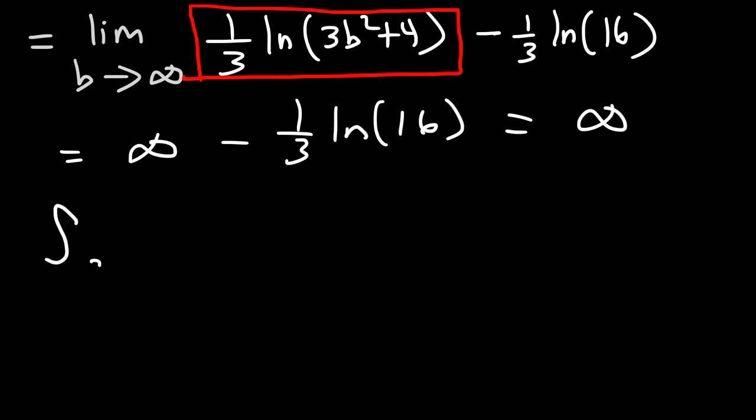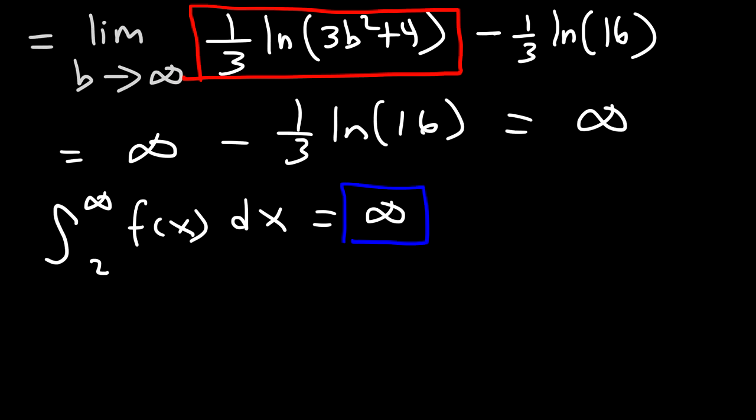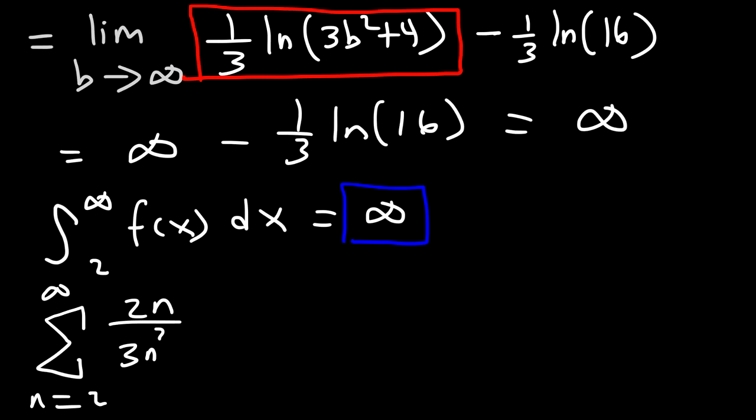Therefore, since the integral from 2 to infinity of f of x dx equals infinity, it doesn't equal a finite number, we could say that the integral diverges. And if the integral diverges, then the series from 2 to infinity of a sub n, which was 2n over 3n squared plus 4, this will also diverge.